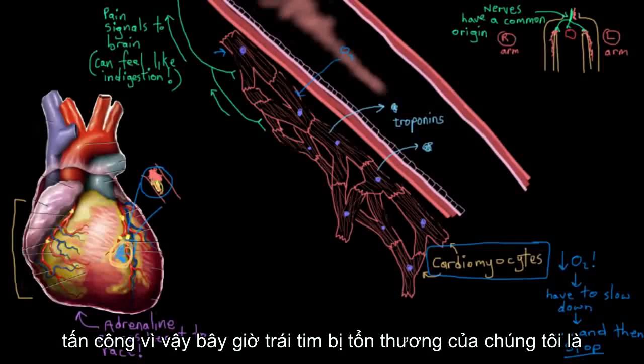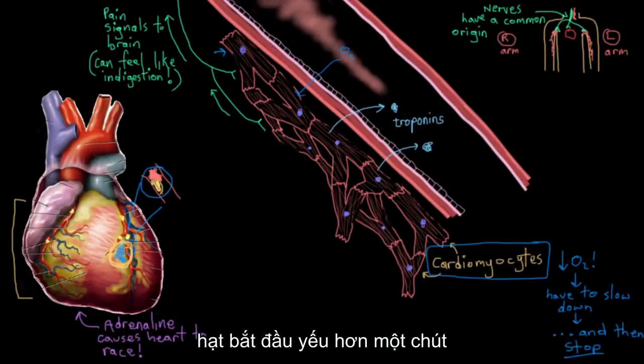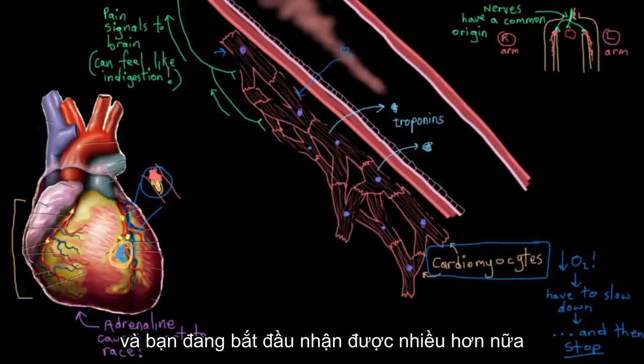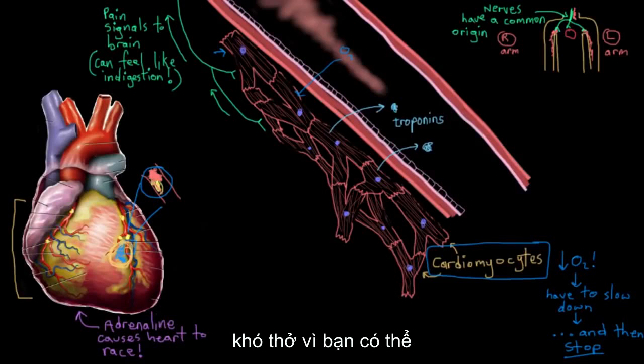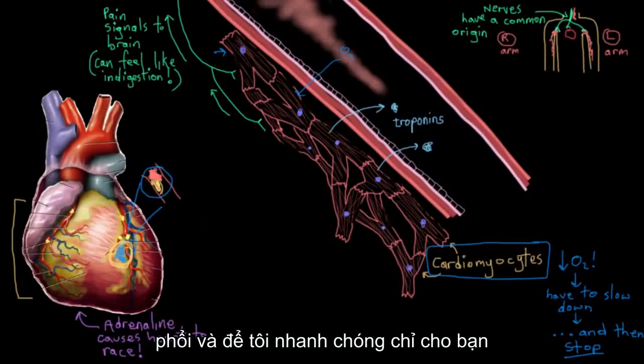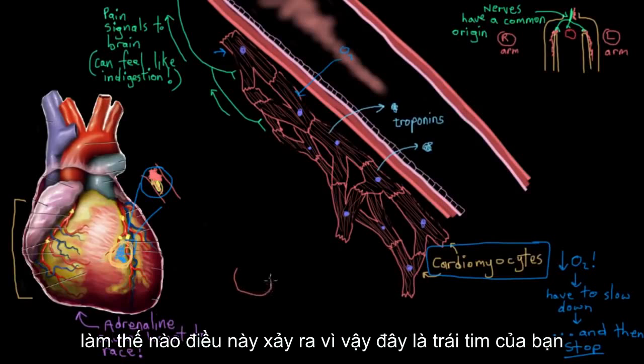So now our injured heart is really starting to wear itself out and the beat is starting to get a bit weaker and you're starting to get even more effects all over your body. For example, it'll start to become really difficult to breathe because you can actually get some fluid buildup in your lungs. And let me just quickly show you how this happens.